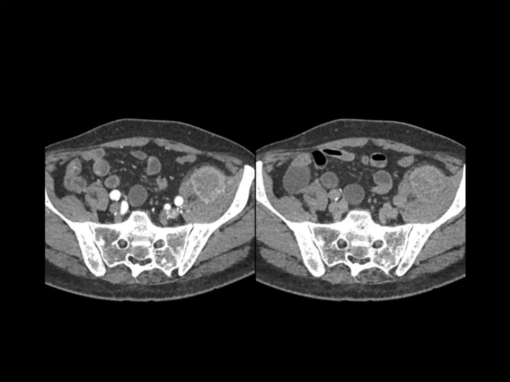Abscesses can have rim-like enhancement, but here the whole lesion enhances. It's not a plain hematoma because, again, it's enhancing. And it's not an AV malformation because you don't see feeding and draining vessels. This was a metastasis to muscle.